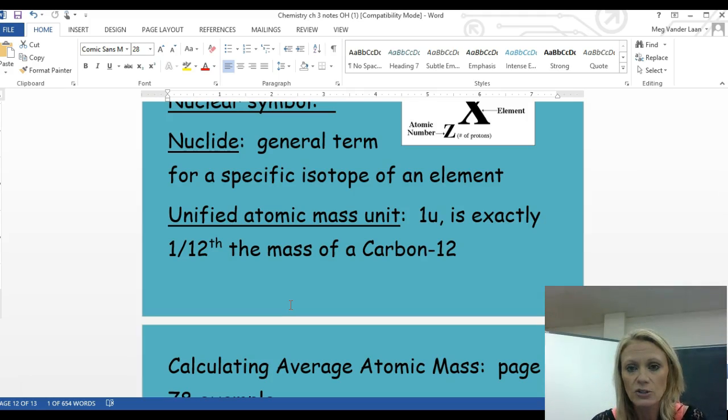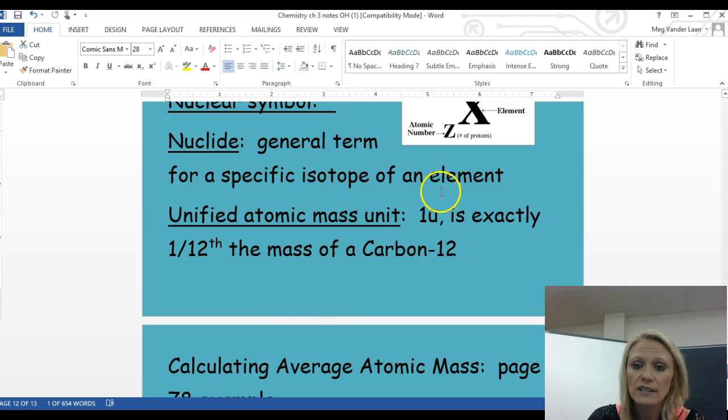Carbon-12 is an isotope of carbon with a mass number of 12. We set one atomic mass unit as exactly 1/12 the mass of a carbon-12 atom. And they didn't just come up with this number. There is a beautiful mathematical reasoning behind this. But for your purposes, 1/12 of the mass of carbon is one atomic mass unit.